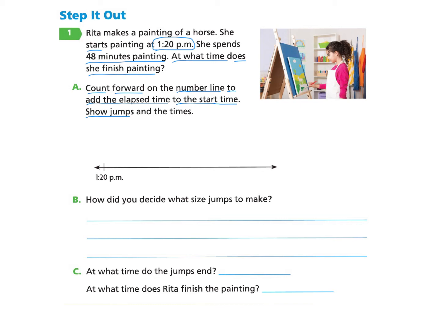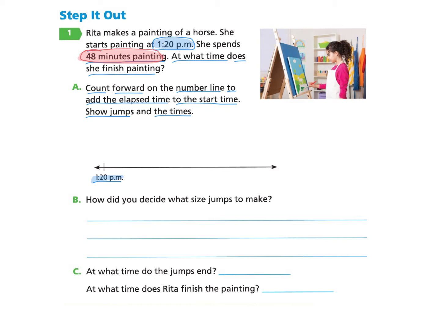Show jumps and the times. And they have already written our start time, which we know was 1:20 p.m. So now they are giving us the amount of time that she spent painting, which is 48 minutes. And we are going to add that to the start time, which is 1:20. And just like we did before, we're going to use a number line. We're going to use jumps.